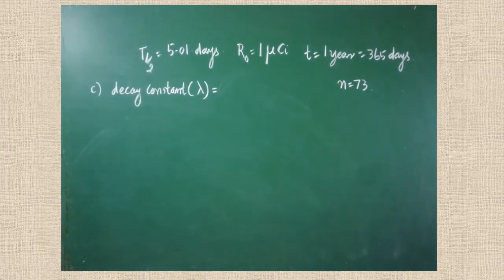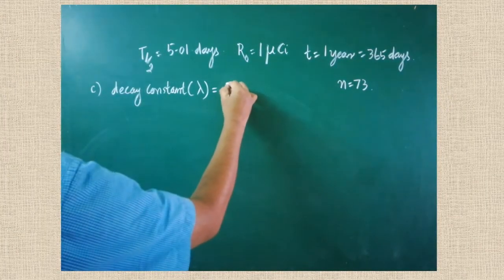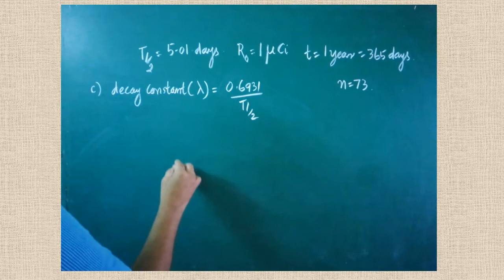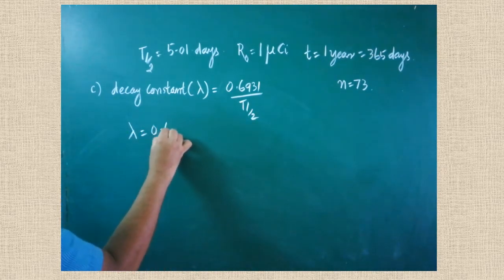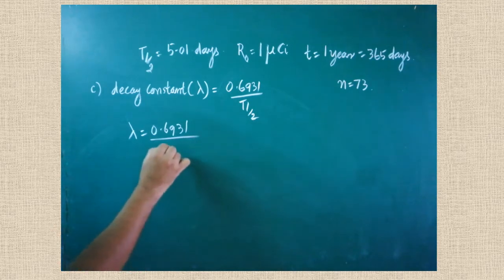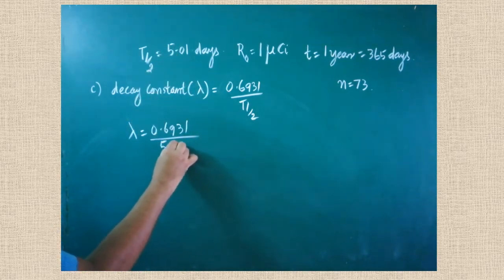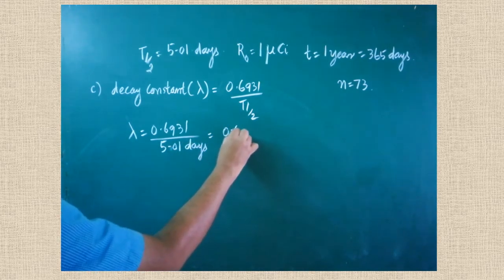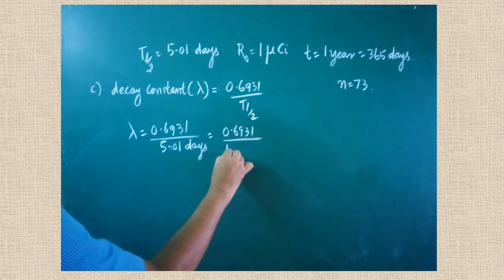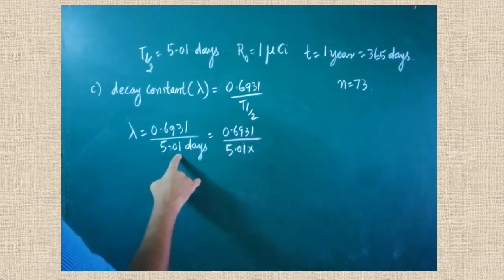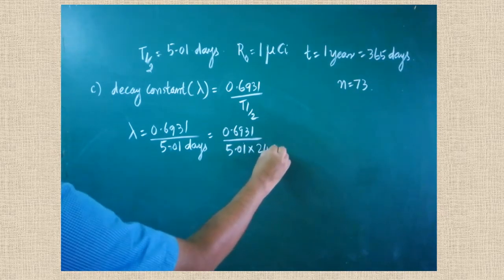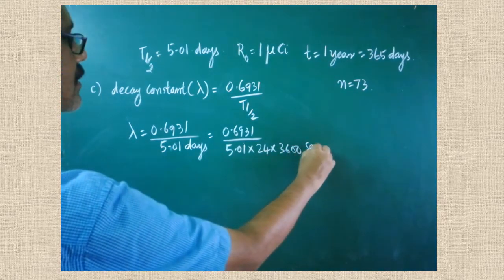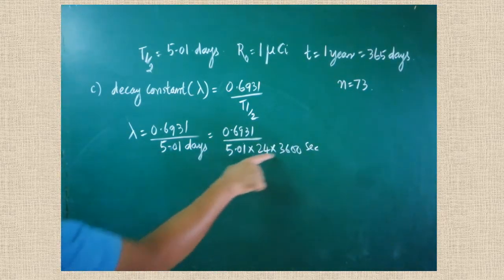Now the next factor to be found out is the decay constant. What is the formula? Lambda is equal to 0.6931 divided by the half-life period. Therefore, lambda is equal to 0.6931 divided by 5.01 days. It is given in terms of days, so the days value has to be converted into seconds. How will you convert? 5.01 into 1 day, that is 24 hours, and hours to be converted into seconds. In 1 hour, how many seconds are there? 3600 seconds. So on the whole, 5.01 days is converted into seconds.